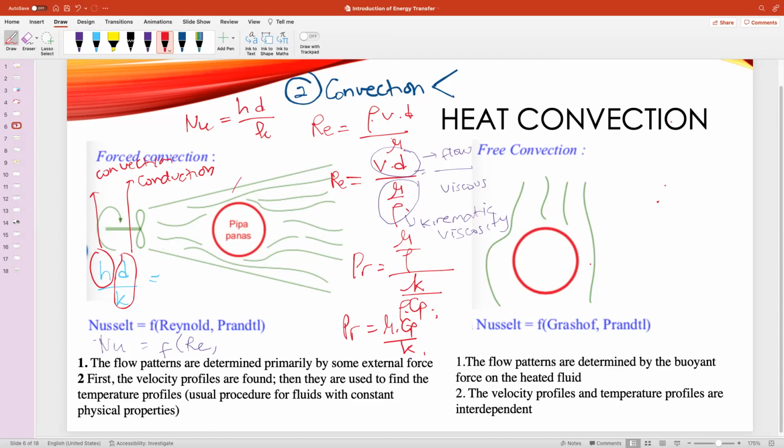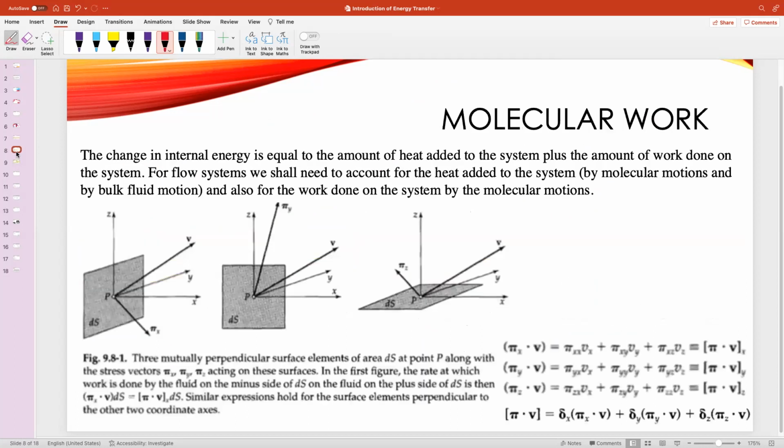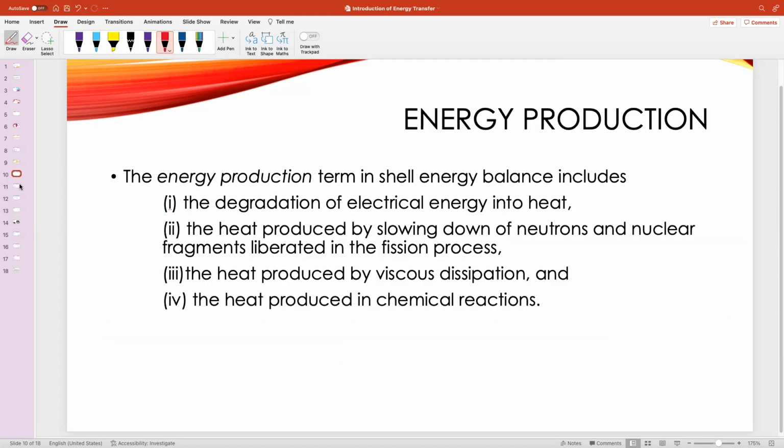So there are three, like you learn in high school or maybe in university as well: conduction, forced convection, and also free convection. And of course there would be radiation as well, but it's not included here. And this one, you can apply the convective heat flux like this. And then here you have the molecular work, similar as well, and this is the energy production as well.